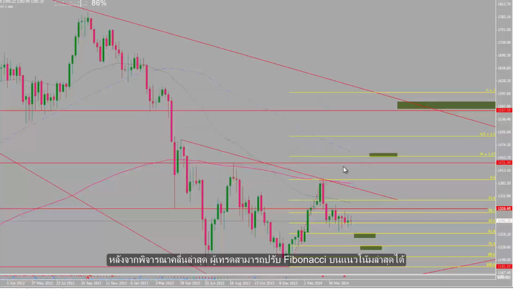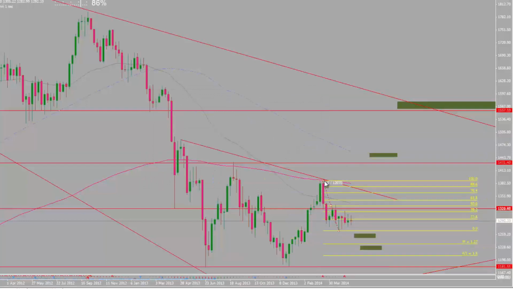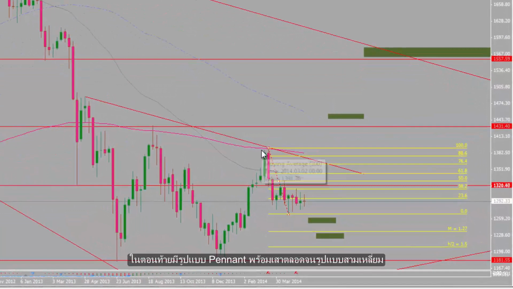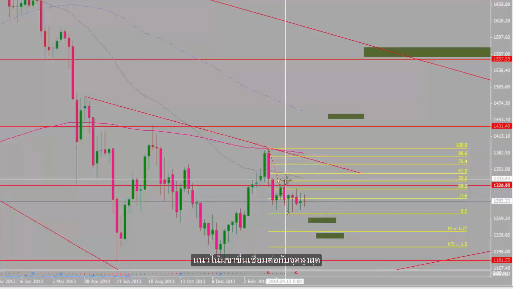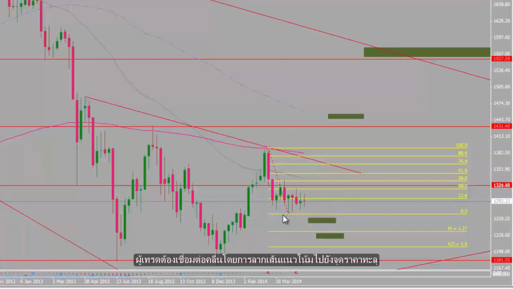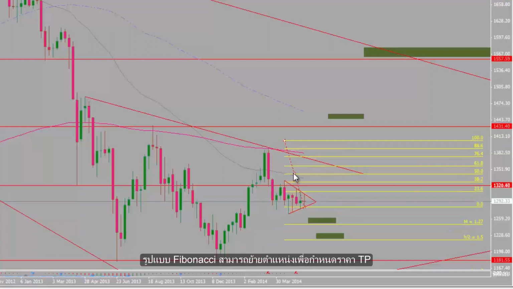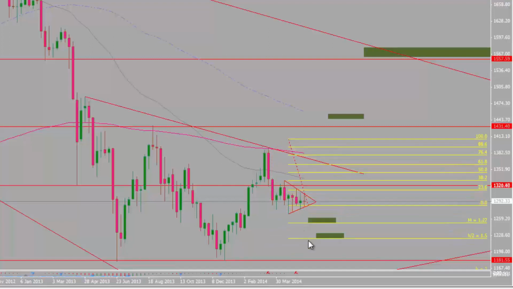After considering the last wave, a trader can relocate Fibonacci on the last trend. There is a pennant pattern with a pole as well as a triangle pattern at the end. The upper trend line connects peaks. A trader must connect valleys by a trend line to identify the breakout point. A Fibonacci pattern can be relocated to specify TP price.